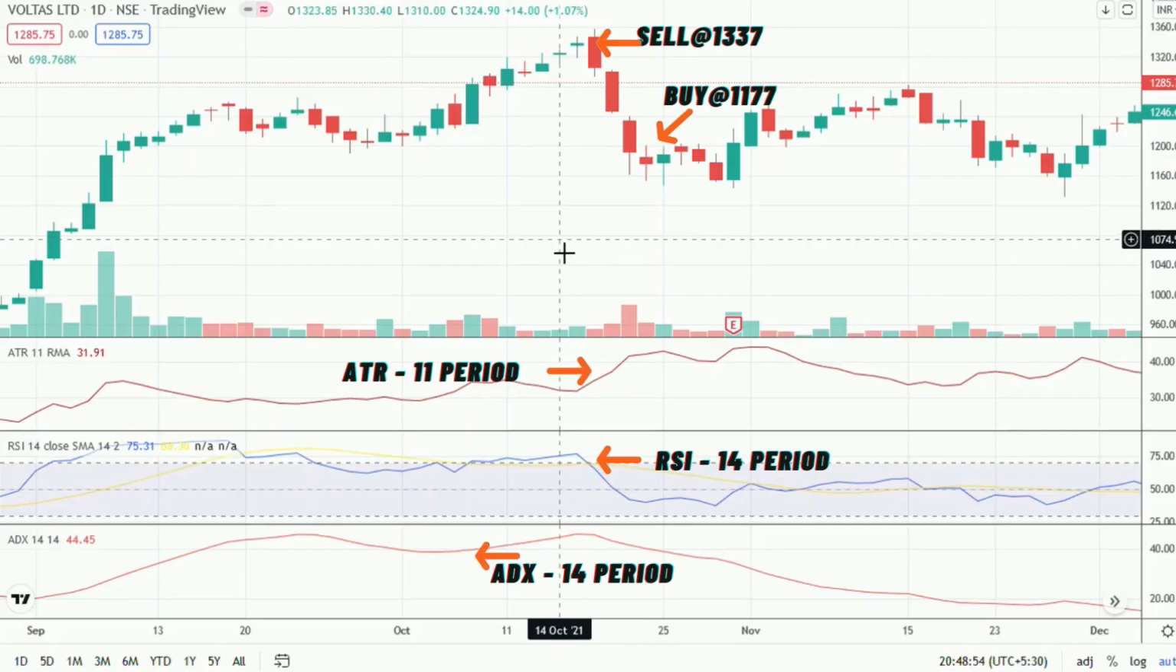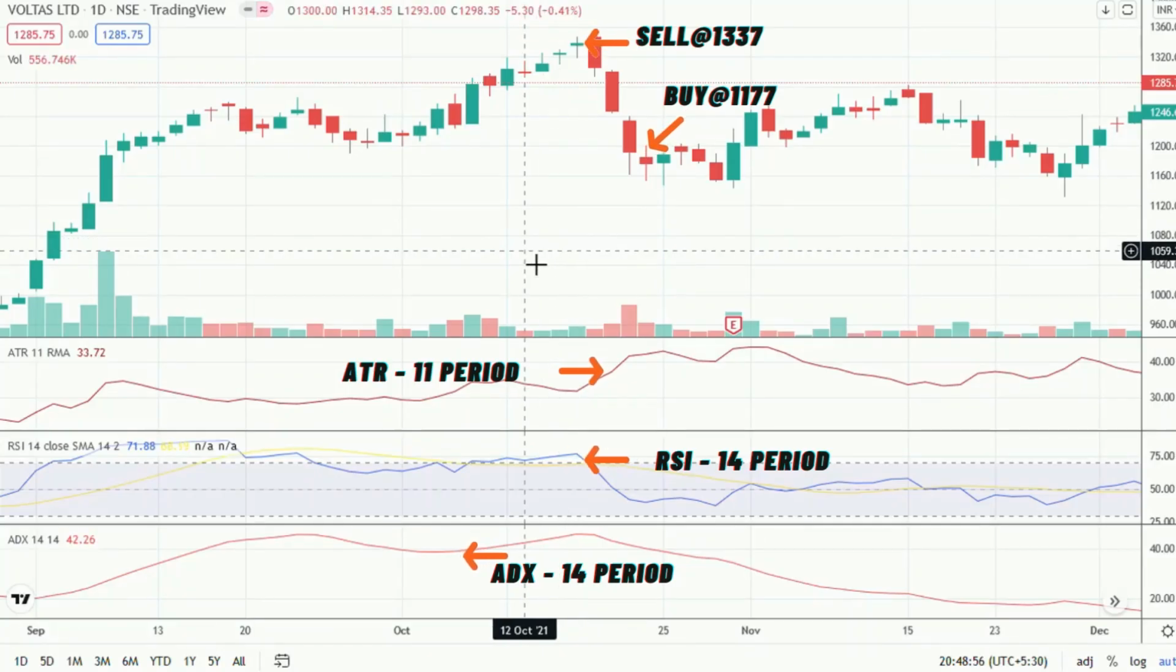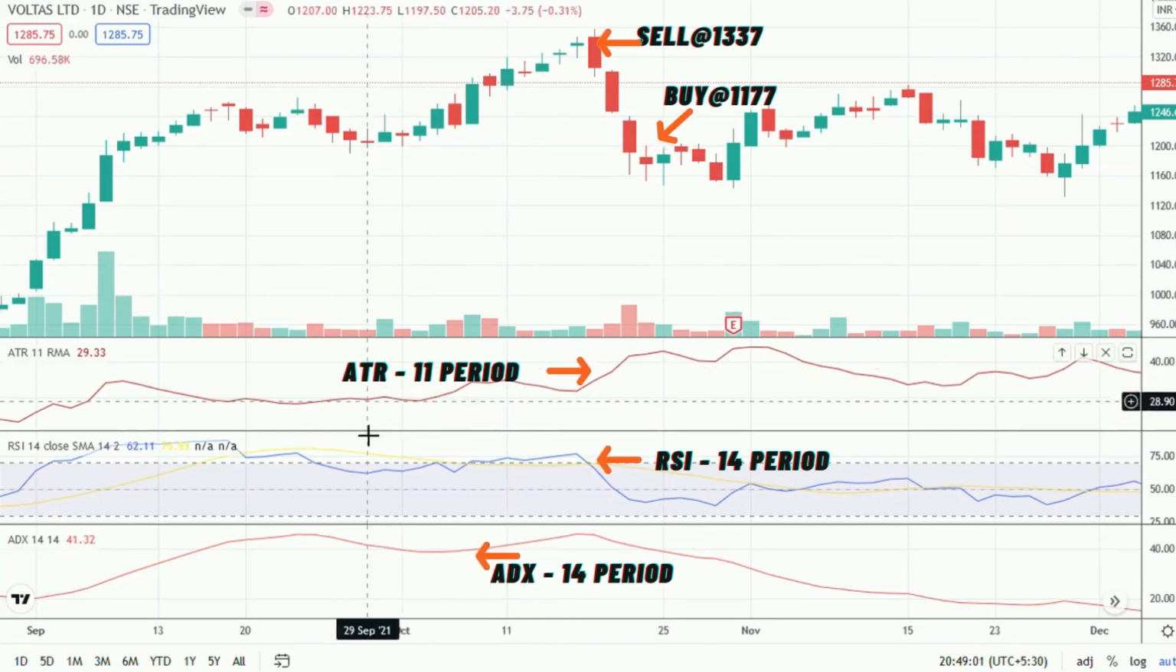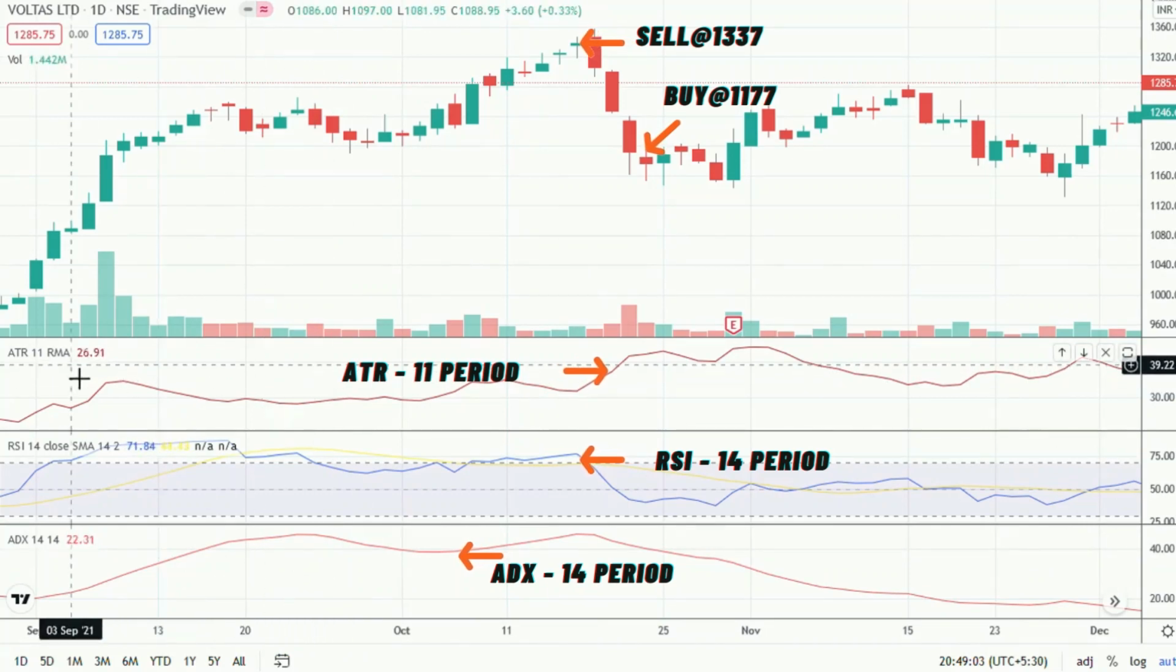Let's quickly look at the chart and figure out how to trade this strategy. As you can see, this one belongs to VOLTAS and I've already loaded all 3 indicators here, the ATR, RSI and ADX.